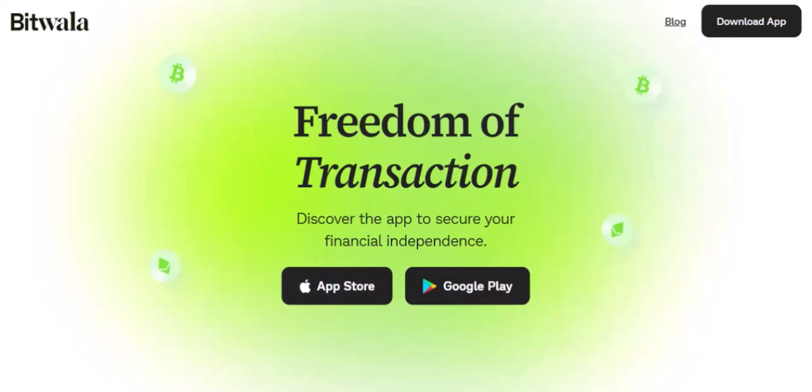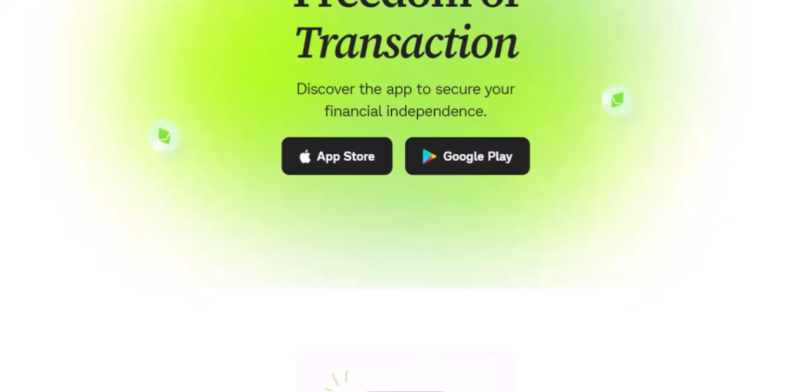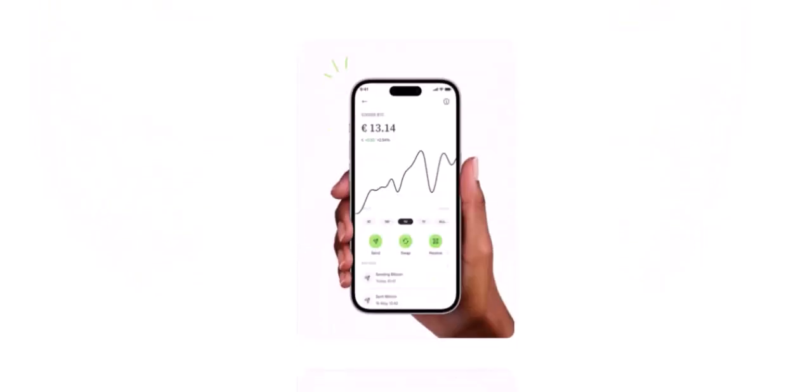Today, we're going to dive into the one thing that truly makes Bitwala stand out: its seamless integration with the traditional banking system. We're talking about how to transfer euro directly from your Bitwala account. The process is surprisingly straightforward, but there are a few key details that can make all the difference.